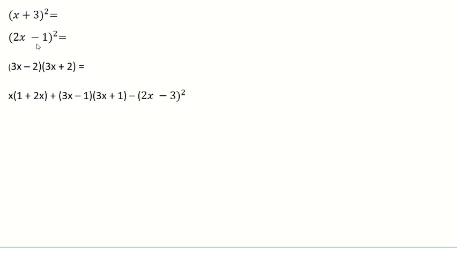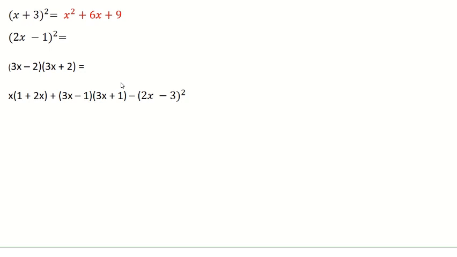Now I'm going to use the remarkable identities. So x plus 3 squared, it's the same as a plus b squared. So the answer is squaring the first plus 2 times first times second plus squaring the second. So squaring the first, it's x squared, plus 2 times this first times the second, so 2 times x times 3, which is 6x, plus squaring the second, so squaring 3, which is 9. So the answer will be x squared plus 6x plus 9.